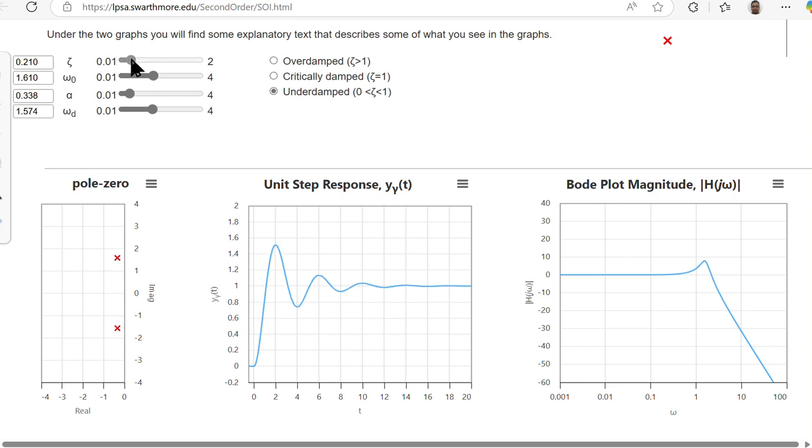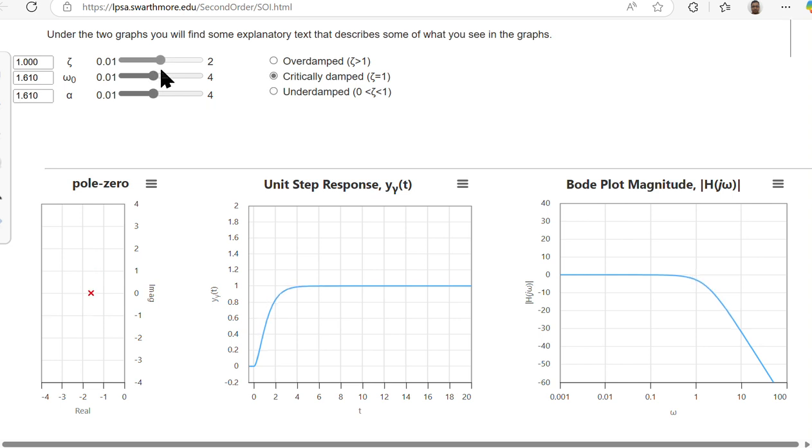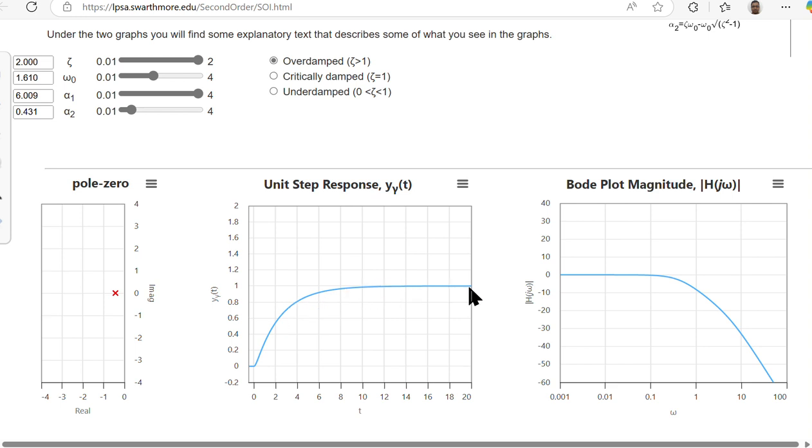So this is called underdamped, and it happens until the value of zeta becomes 1. This is critically damped. The oscillation is completely gone, it increases and immediately saturates. This is critically damped when your zeta is 1. When zeta is more than 1, it's overdamped. It increases slower, and then it saturates.